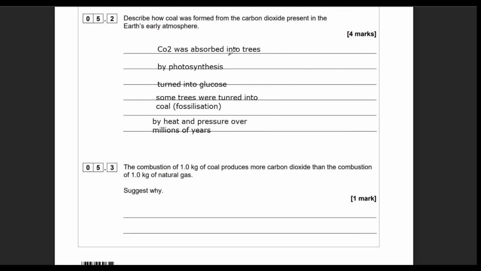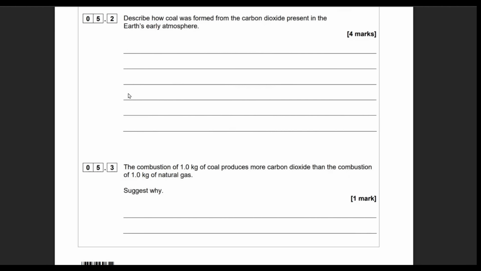Carbon dioxide was absorbed into trees by photosynthesis. So CO2 goes into the tree by photosynthesis. You're probably then going to get the other two marks for saying heat and pressure over millions of years. Those are the things that you had to know. So fossil fuels were made over millions of years by heat and pressure as the conditions.